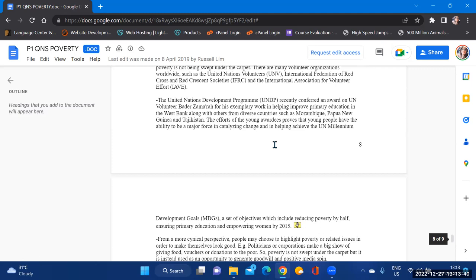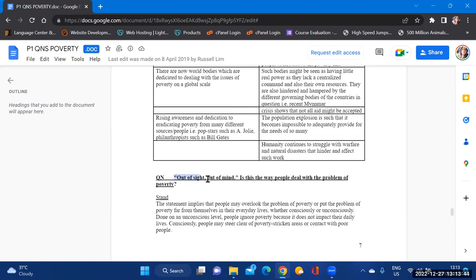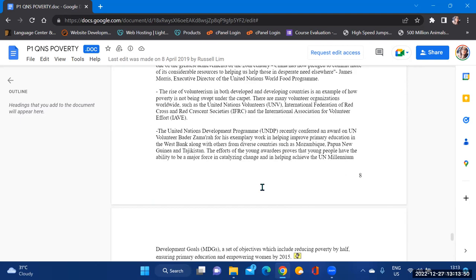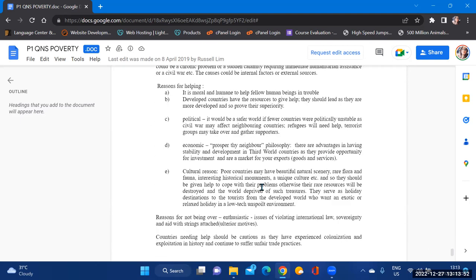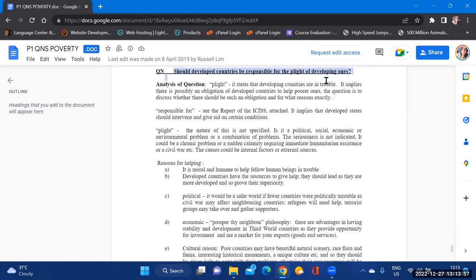And next up, we have got another question. But before we go to the next question, so far we have addressed the question of out of sight, out of mind. Is this the way people deal with the problem of poverty? We looked at yes and no, and now we have come to the last essay question. Should developed countries be responsible for the plight of developing ones? Okay, so analysis of the question. Let you browse through for a few seconds before we continue.